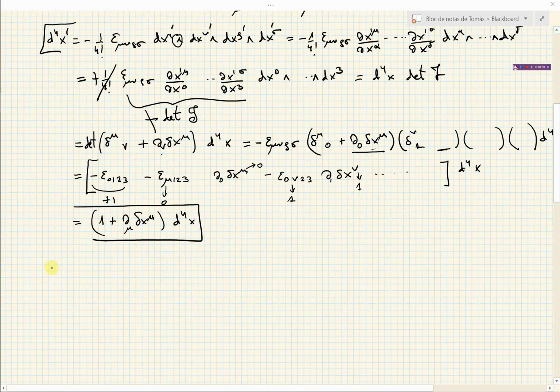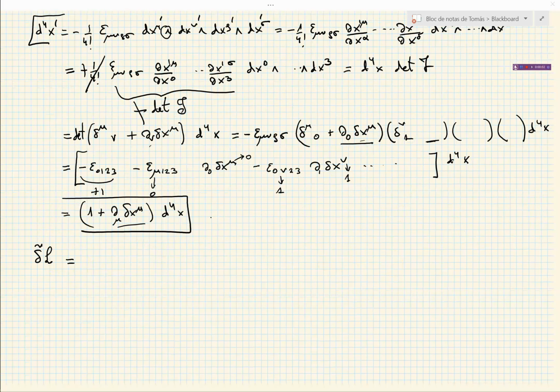The second thing that we need to compute is δ̃L. Now we can use the universal relation between the δ̃ and δ on L. So this just gives δL plus δx^μ ∂_μ L. Why do we do this? Because it will be easier to operate with these deltas, also because they are the ones that are related to the equations of motion in the end.